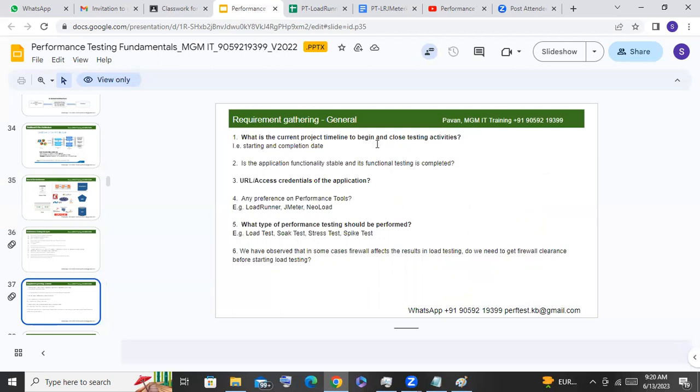And go in a sequence. First go through the requirements gathering, then go through the test plan, and then go through the scripts. That way you would actually be able to understand, okay, this was the requirement, this is how the test plan is made, and then this is how the scripts are being developed.